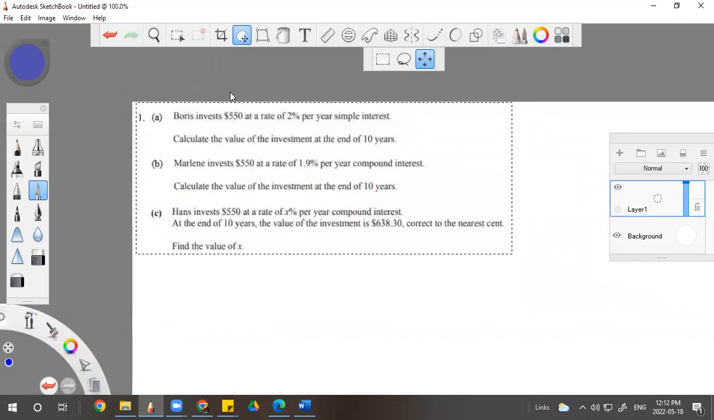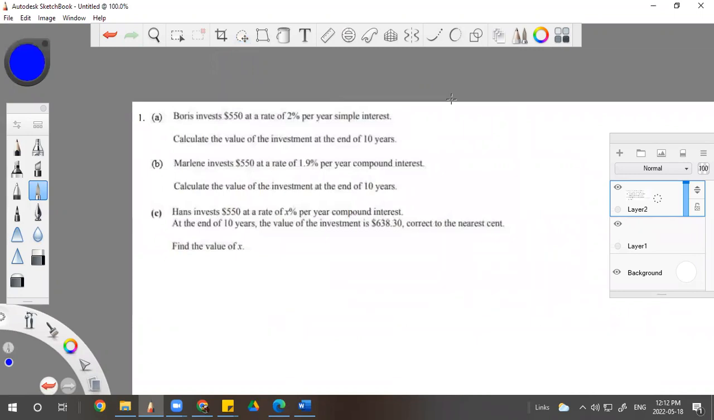Okay, for question A, Boris invests 550 at a rate of 2% per year, simple interest. Calculate the value of the investment at the end of 10 years. So how do you do this? You need to memorize the formula for simple interest. What is the formula of simple interest? The future value is P(1 + RT).